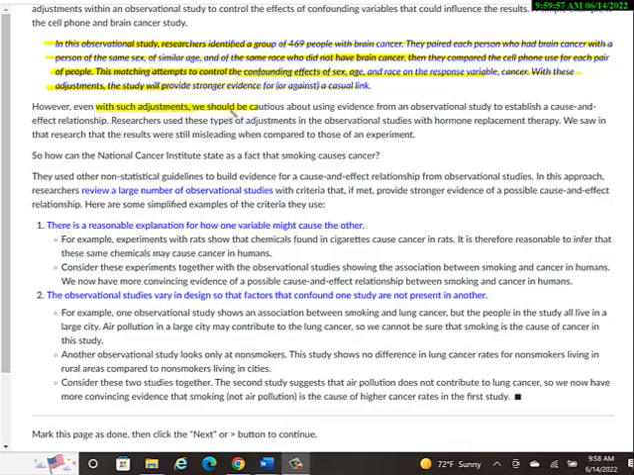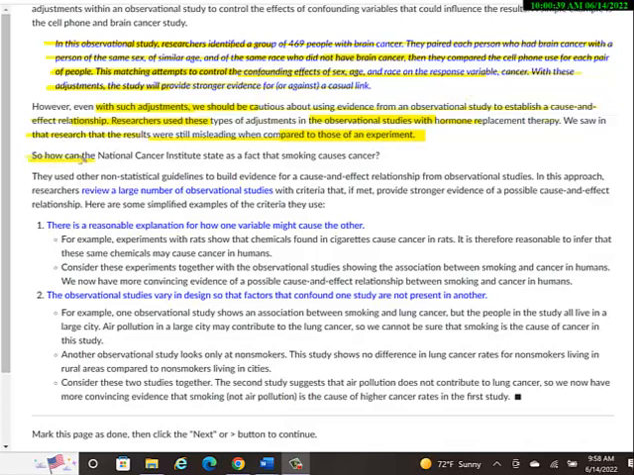However, even with such adjustments, we should be cautious about using evidence from an observational study to establish cause and effect. Researchers used these types of adjustments in the observational studies with hormone replacement therapy. We saw in that research that results were still misleading when compared with those of an experiment. So the overall idea is experiments are always better in that way. You can come up with a cause and effect relationship, but experiments are harder to do, and sometimes, like in this case with cancer, it's unethical. If you have a feeling that smoking causes cancer or cell phone usage causes brain cancer, you wouldn't want to force one group to do it a lot, just because it's unethical.